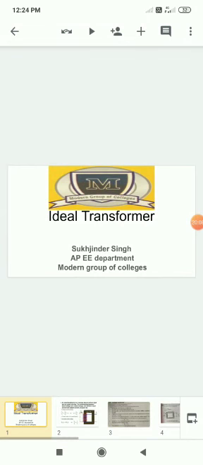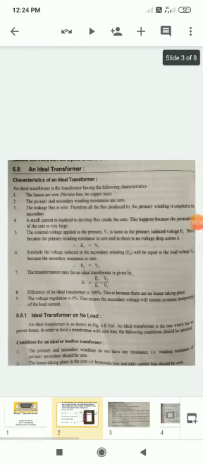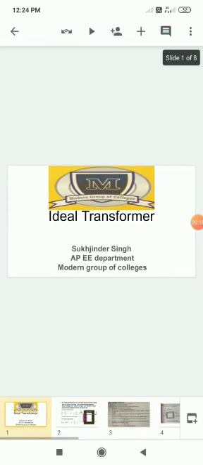Whenever an examination question may be asked, what is the difference between an ideal transformer and a practical transformer? The main difference is that in an ideal transformer there are no losses of any kind, but in a practical transformer all losses exist.